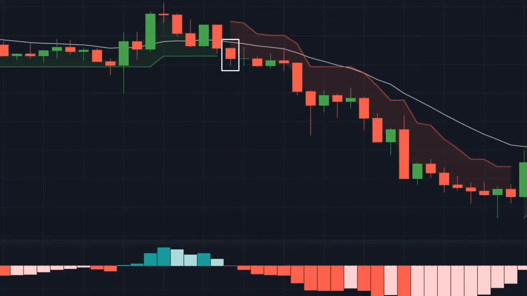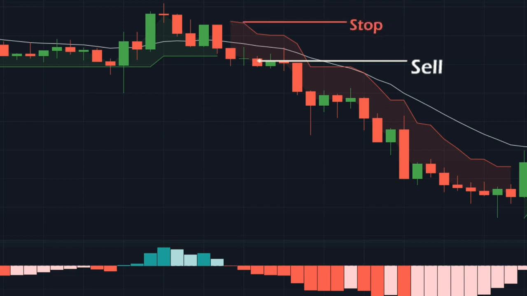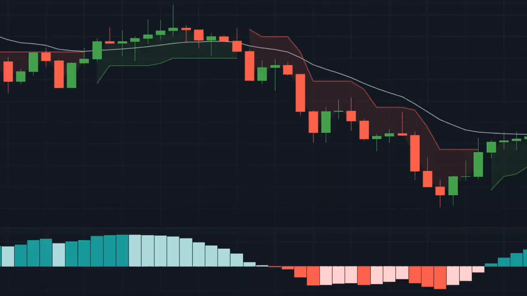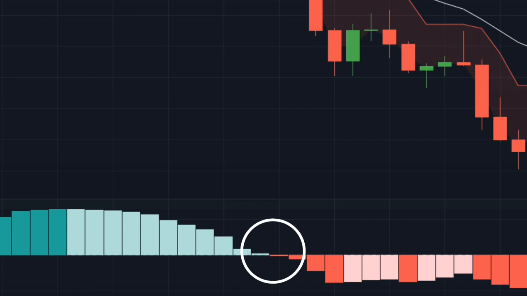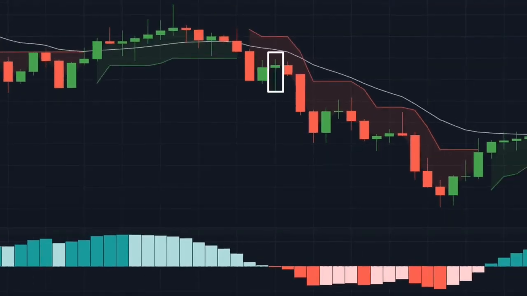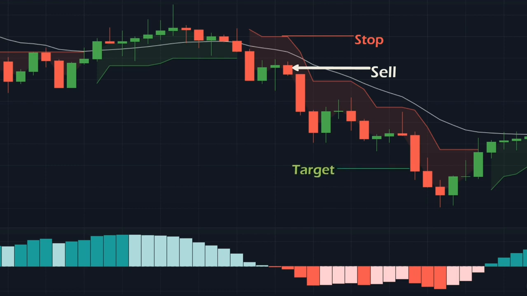All the rules are met on this candle. So on the next candle, we entered a short position, with a stop loss on the supertrend line, and set the target at 1 to 2 risk to reward ratio. Let's see an example. Here we see that the price crosses below the 20-period EMA, and the supertrend is also red, and the MACD histogram crosses the zero line from positive to negative. All the rules are met on this candle, so on the next candle, we entered a short position, with a stop loss on the Supertrend line, and set the target at 1 to 2 risk to reward ratio.